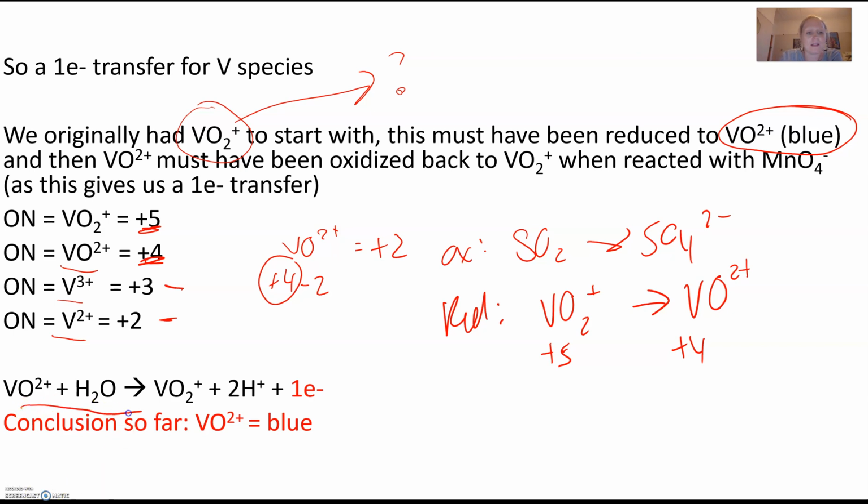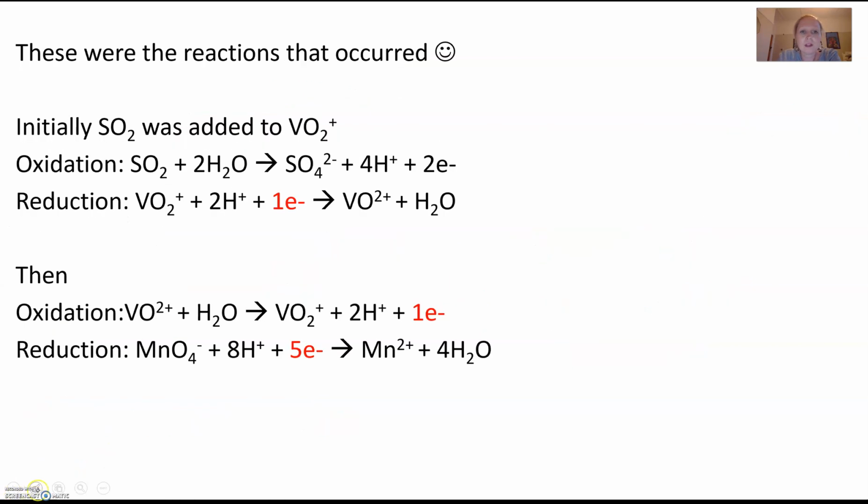And here is the balanced equation of what's happening. So VO2+ to VO2+, so this is going backwards in this case. Okay, so what actually happened, just in case you didn't get it, the SO2 was oxidized to SO4. The VO2+ was reduced to VO2+. The VO2+ was then oxidized back to VO2+, and MnO4- was reduced. So I hope that makes sense.